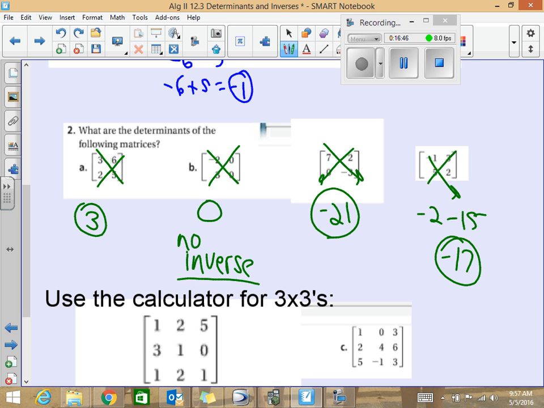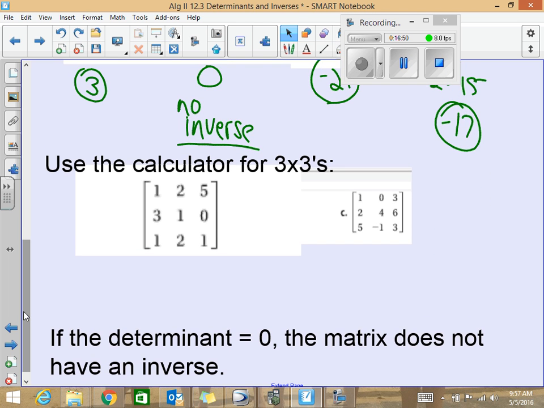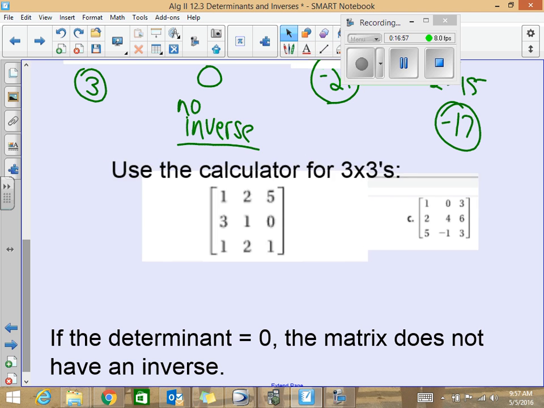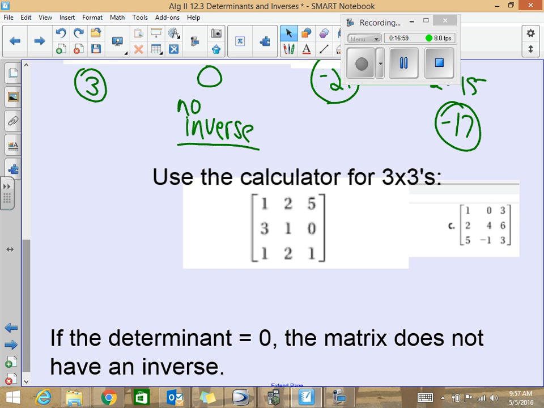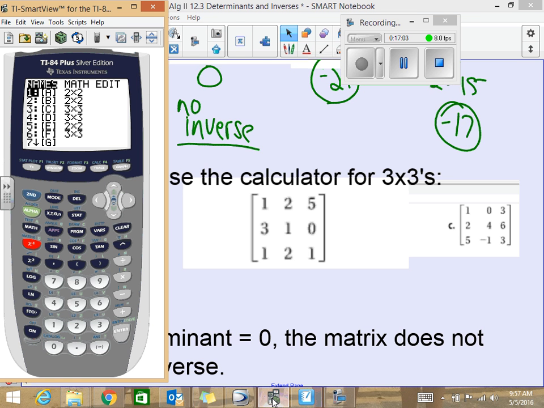All right, so again, it's just a value that helps you know whether you can find an inverse. Now, on a 3 by 3, there's a way to do it, but it's pretty complicated, so we're going to use a calculator for this one. There's a function in the math section of the calculator in matrix world. So go ahead and enter this in on one of your matrices. Doesn't matter to me which one. Actually, go ahead and enter both of them.